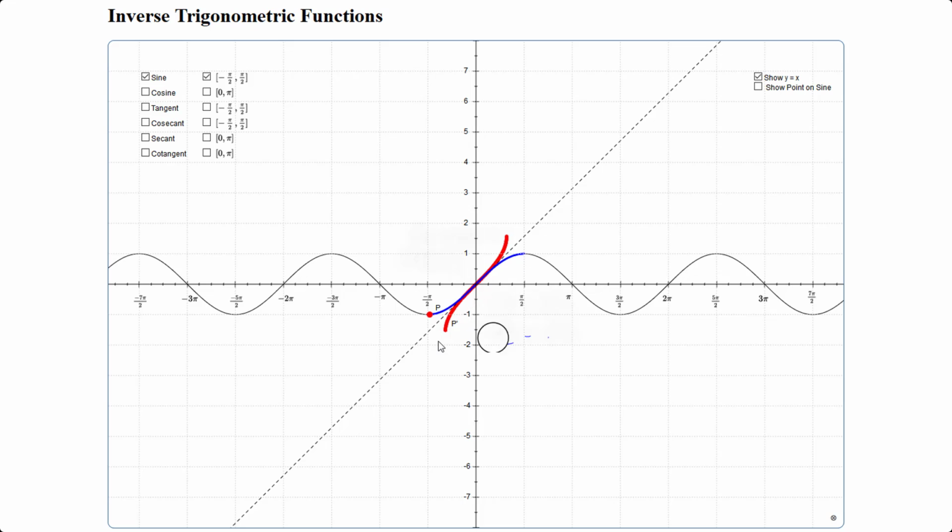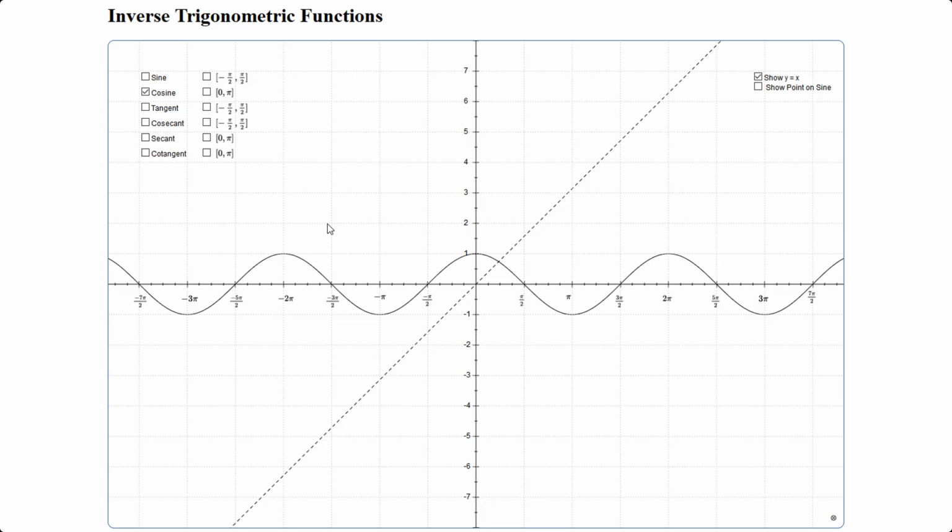All right, so cosine is similar. The shape of cosine is basically the same as the shape of sine, but it possesses a different type of symmetry. It possesses y-axis symmetry. And the y-axis symmetry is another one where we can define an interval so that we can come up with a restriction for cosine that would map all the different points that are required in order to define the arc cosine function.